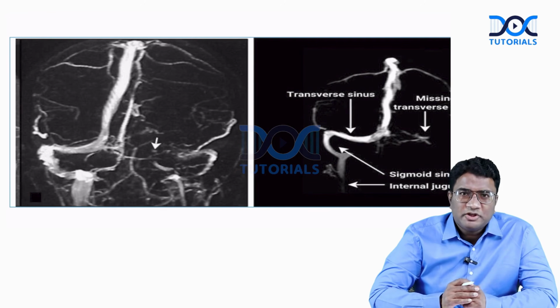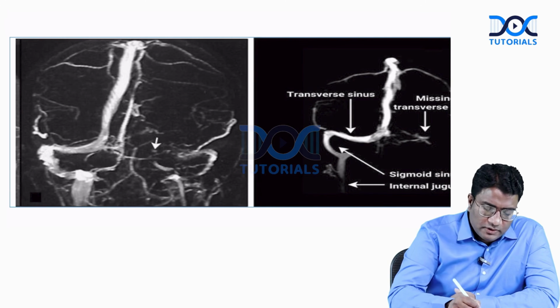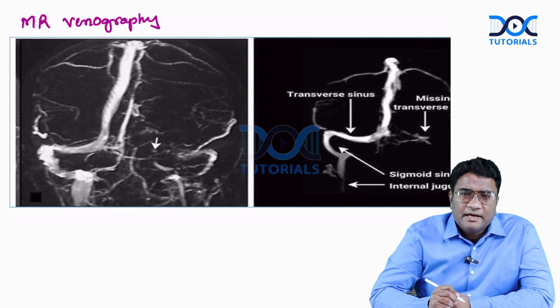Now please look at this image. This is also MR venography because you are seeing the dual venous sinuses. You are seeing a coronal view, right? MR venography. And what do you see here?